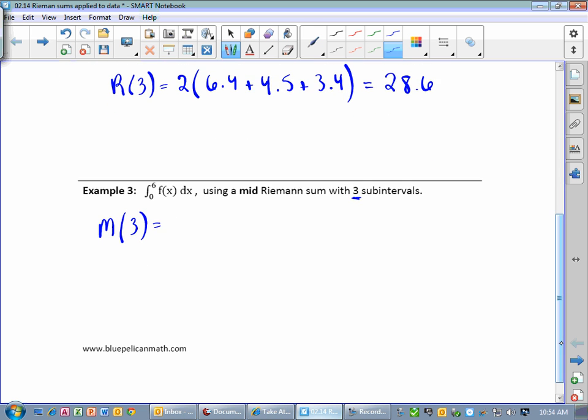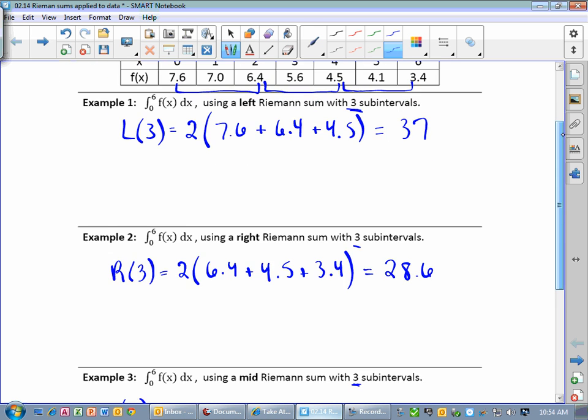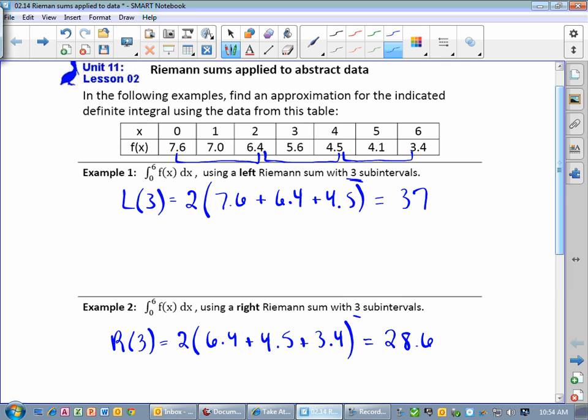Mid, though, I've got 3 intervals. Now, for this, I'm going to use the midpoint of each, right? Notice from 0 to 2, what's the middle x value? 1, so we're going to use this one. And then we'll use this one, and then this one. It's the mid Riemann sum. Now remember, it's f of the middle of the x. So halfway between 0 and 2 is 1, and f of 1 is 7.